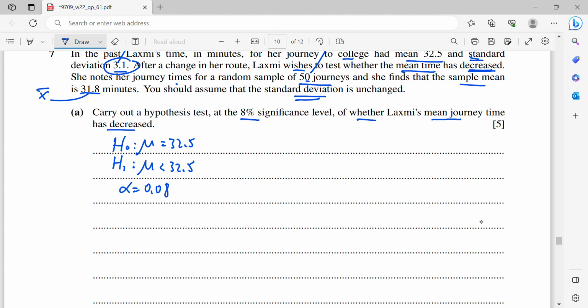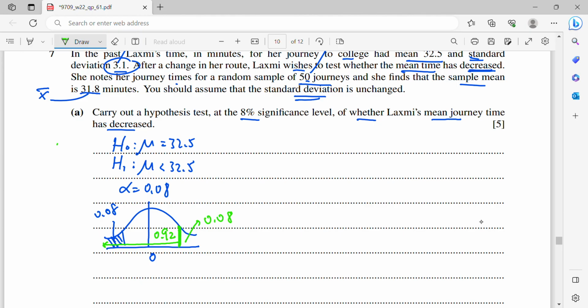Alright, so now I will draw the normal graph. The alpha is 0.08 and this is a one tail test. It is lower tail, so your region is on the left hand side. So here is 0.08, here is 0. And now we need to flip to the right hand side because according to the Z table, the Z value must be positive. That means the upper tail is going to be 0.08 and the total region less than this green line will be 0.92.